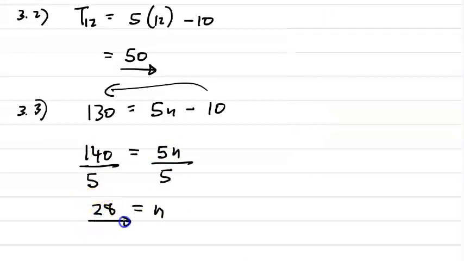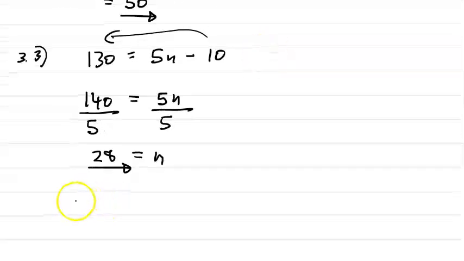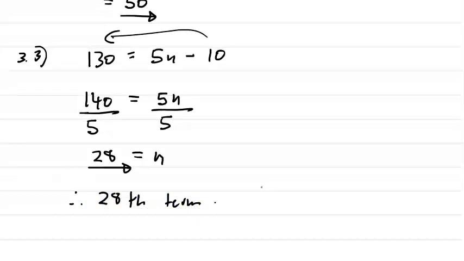So what does this mean? It means that the value of 130 is going to be the 28th term. So we can conclude that it will be the 28th term. And learners, that is how you solve a question on linear number patterns.